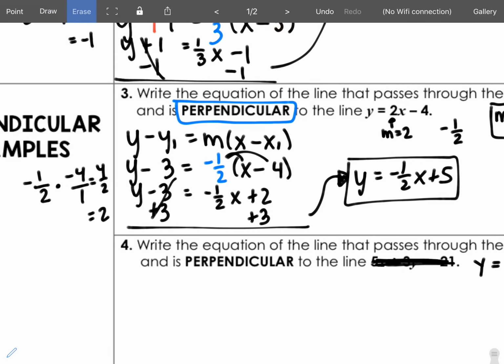Now, if I were to give you this line, and this line, those two equations, would you tell me that these two are perpendicular? Yes, because this slope is 2, and this slope is -1/2. So they're perpendicular, so we did that right.